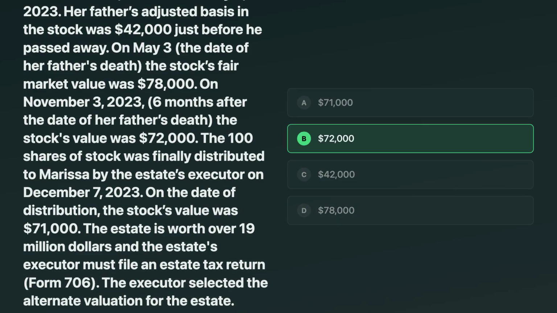The answer is $72,000. Because the executor elected the alternate valuation on Form 706, the general rule is the heir's basis is the FMV 6 months after death. $71,000 is tempting, but that distribution date FMV only applies when the asset is distributed before the 6-month date. Here, distribution happened after 6 months, so you stick with the 6-month value.